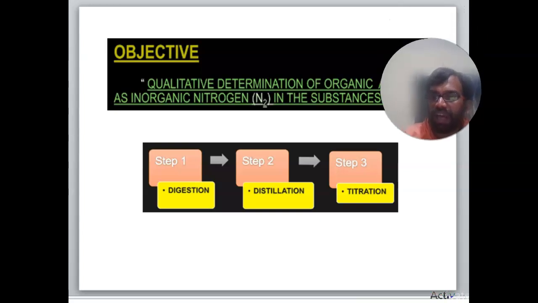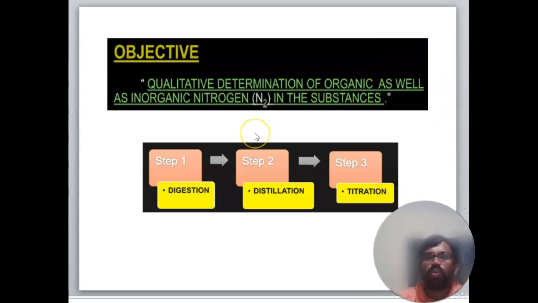What is the actual objective of the Kjeldahl method? The quantitative determination of organic as well as inorganic nitrogen in the substance. So the first step is the digestion, step 2 is the distillation, and step 3 is the titration. These are the 3 main steps of the Kjeldahl method, and this is the objective of the Kjeldahl method for the estimation of protein or the estimation of nitrogen.